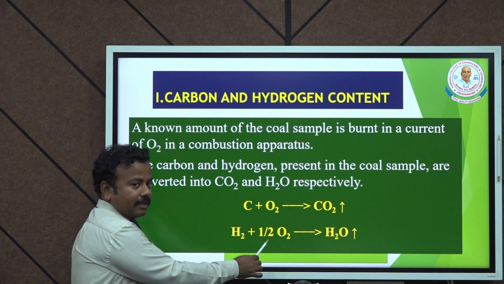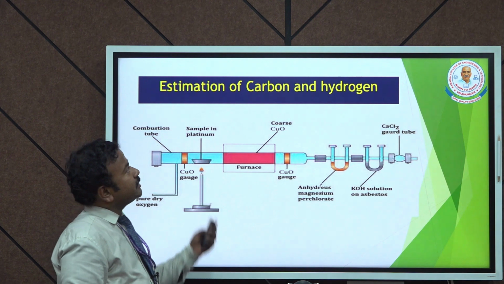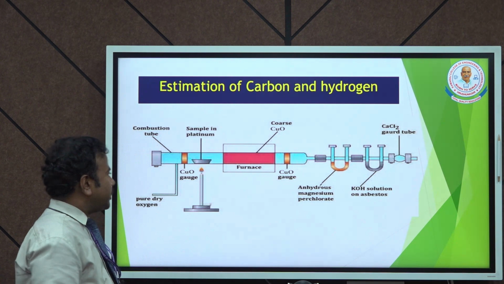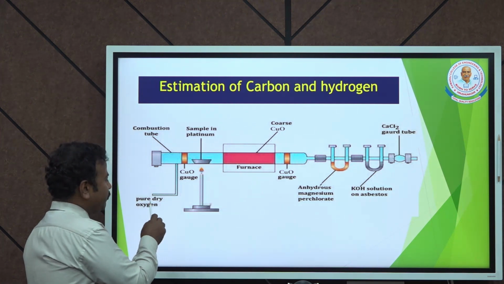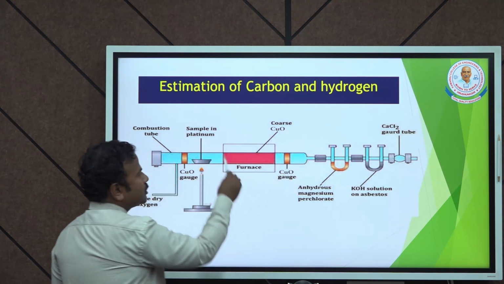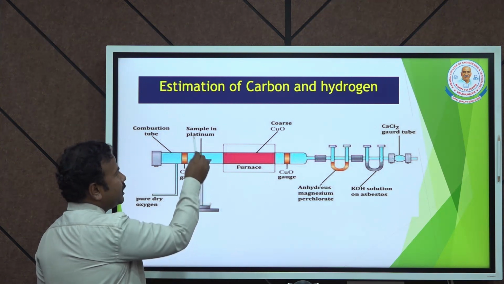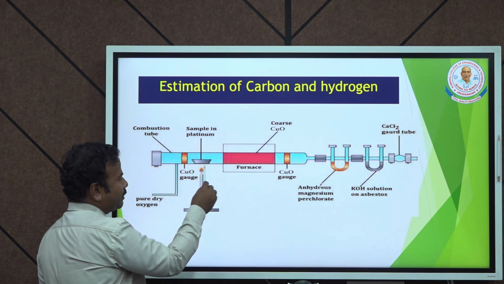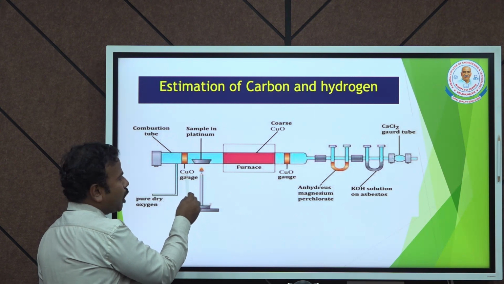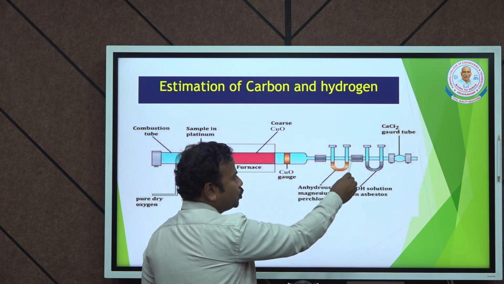Hydrogen is burnt in the current of oxygen to produce H2O vapors. This is the estimation of carbon and hydrogen by the combustion apparatus method. Pure dry oxygen is inlet here. This is the combustion tube, and this is a furnace. This is the sample in a crucible made of platinum, and copper oxide wire gauze is provided. Then the combustion tube is connected with two U-shaped tubes.